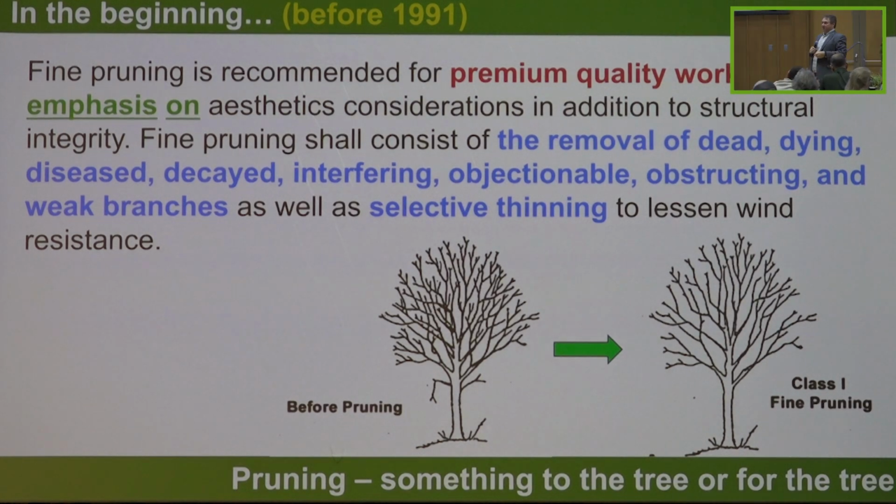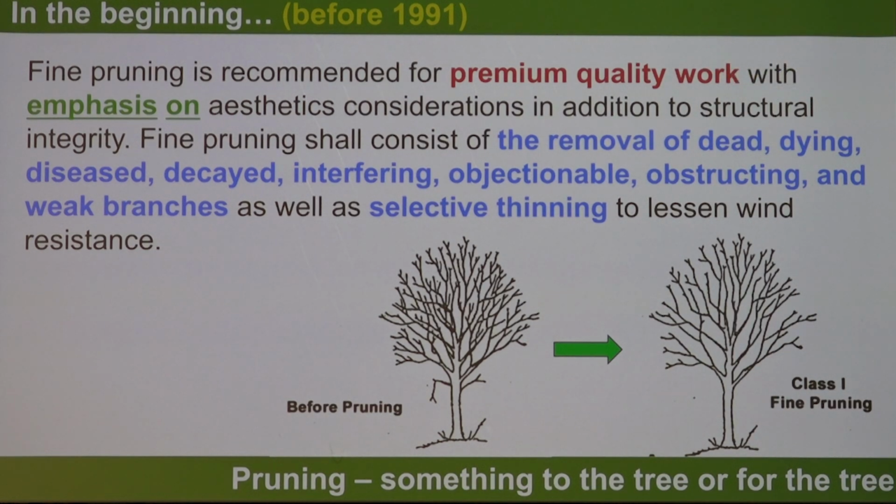And now let's look at Class 1 pruning. This is like getting a car wash where you get everything done, two coats of wax, biff. Okay? And so you're removing dead, dying, diseased, decayed, interfering, objectionable, obstructing, weak branches, as well as selective thinning to lessen wind resistance. Now, is there anything up here, any of these words, that you could argue, perhaps there's some science now to say it's just the opposite? What about selective thinning to lessen wind resistance?